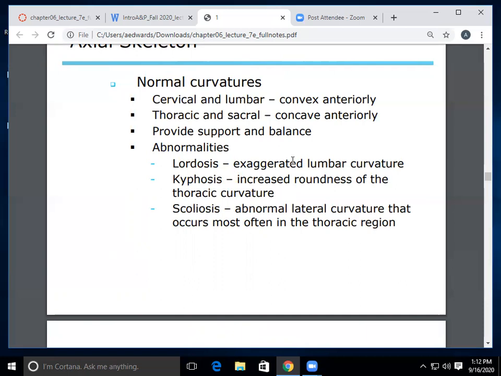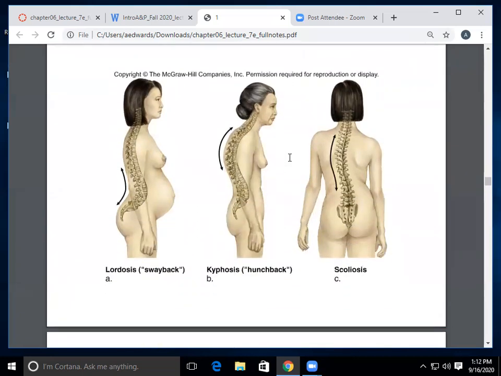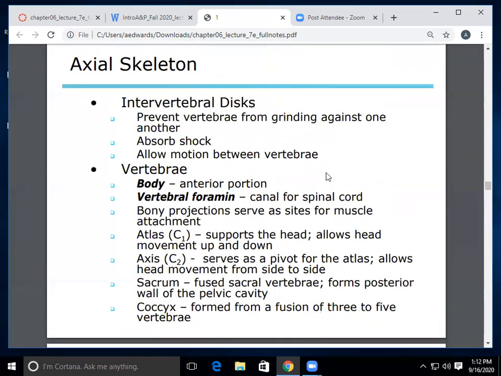So it basically just means you have abnormal lateral curvature, usually in the thoracic region. So it's usually like people that are hunched over like that in the thoracic region. All right, so you got some different views here. Again, the lordosis, kyphosis, and the scoliosis. Here's your axial skeleton.